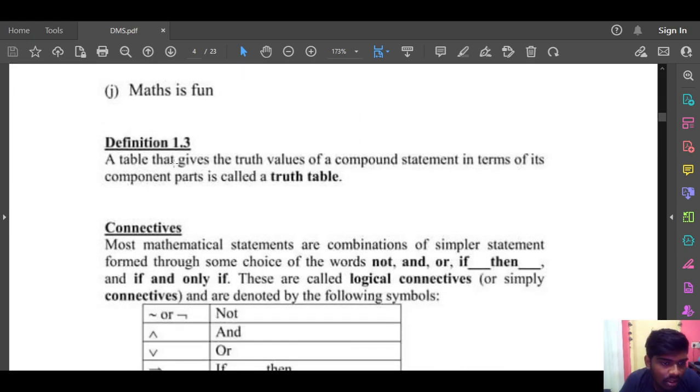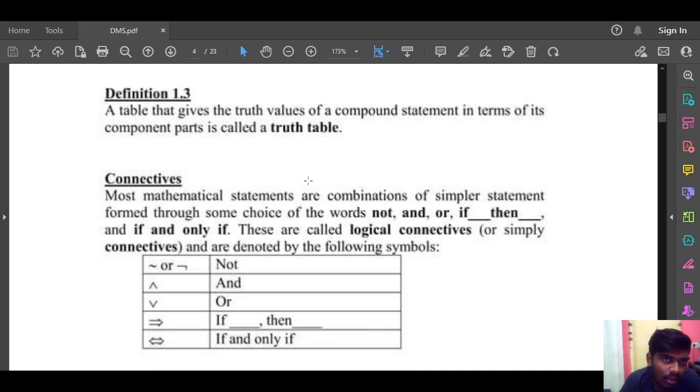Definition: a table that gives the truth values of compound statements in terms of their component parts is called a truth table. There are many truth tables, like and, or, if, not.